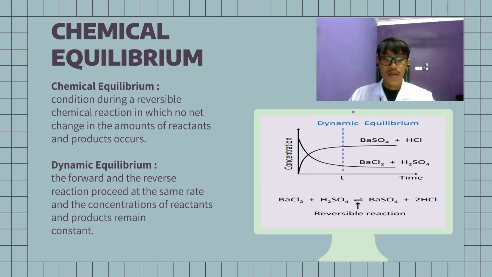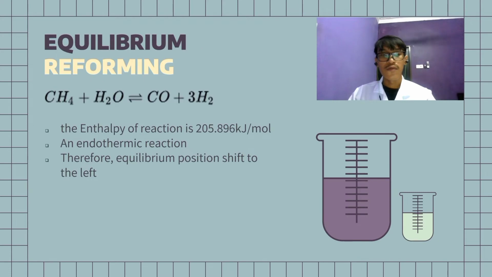Hello, now we'll talk about the chemical equilibrium concept in this question. What is chemical equilibrium? Chemical equilibrium is a condition during a reversible chemical reaction in which no net change in the amount of reactants and products occurs. I will move to the reforming process, which is CH4 plus 2H2O forming CO plus 3H2. The enthalpy of reaction is about 205.896 kJ per mole, and it is an endothermic reaction. Therefore, the equilibrium position will shift to the left.